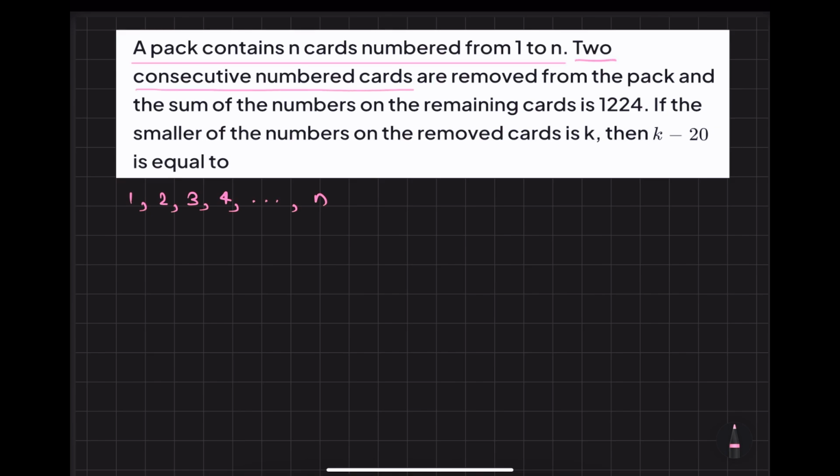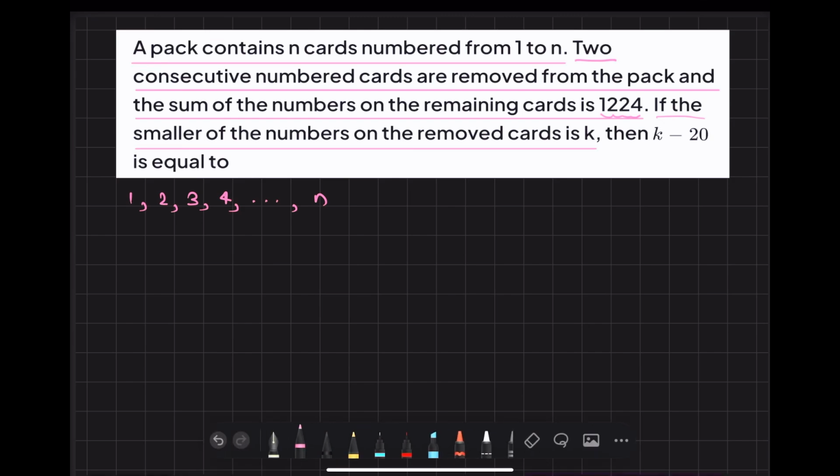Now, two consecutive number cards are removed from the pack and the sum of the numbers on the remaining cards is this. So from these cards, two cards are being removed and the sum of the remaining cards is this. If the smaller of the numbers on the removed cards is k, then k minus 20 is equal to. So just try to understand this part. Suppose we have this idea.